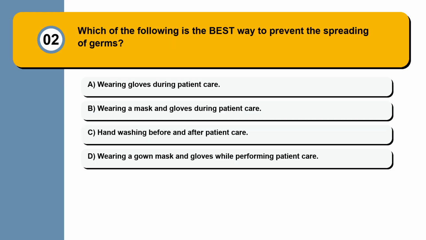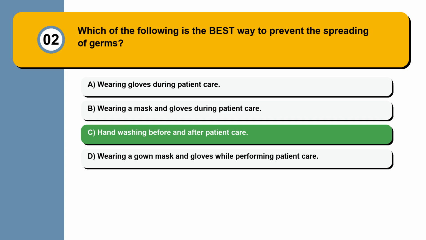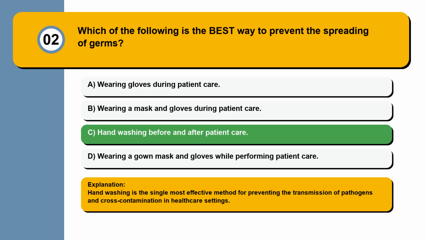Question 2. Which of the following is the best way to prevent the spreading of germs? Wearing gloves during patient care, wearing a mask and gloves during patient care, hand washing before and after patient care, wearing a gown, mask and gloves while performing patient care. Hand washing is the single most effective method for preventing the transmission of pathogens and cross-contamination in healthcare settings.